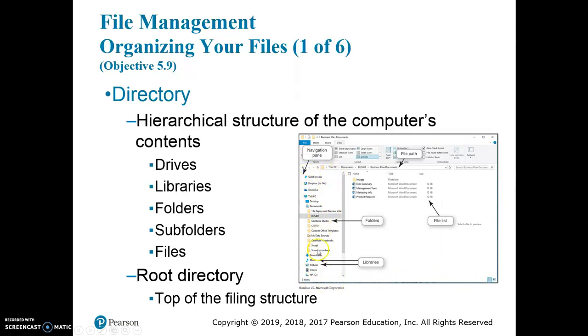Okay, here's this navigation pane here on the side, lets you go through whatever you want to access, desktop, documents, etc. Your libraries are here, music, pictures, videos, documents. Okay, these are your folders, obviously little folders. These are file lists, so we clicked on Business 401, this is what's inside of there. And then this here is the file path.